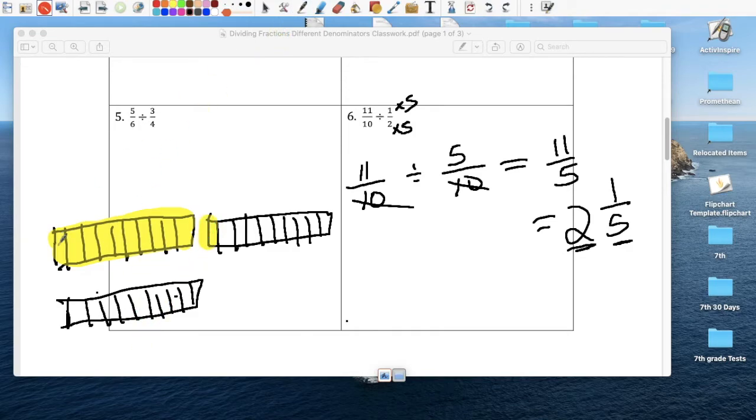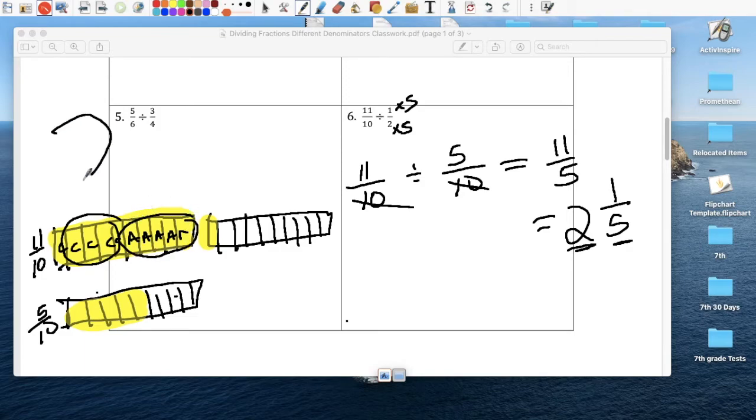So let me write that this is 11 out of 10. Then we want to do 5 out of 10. 5 out of 10, we're going to shade in 5. 1, 2, 3, 4, 5. So how many groups of 5 can I make on the top? Well, let's make it. So let's give this to Camila. 1, 2, 3, 4, 5. So that's one group. Armir, 1, 2, 3, 4, 5. That's another group of 5. So I can make 2 groups.